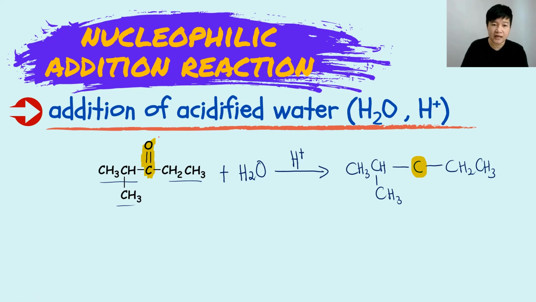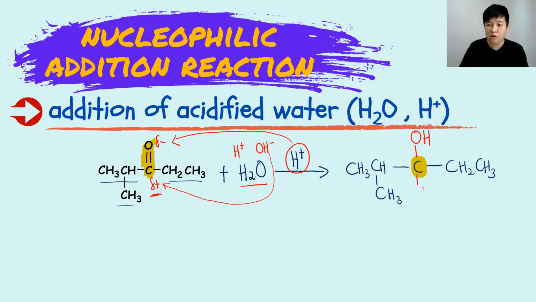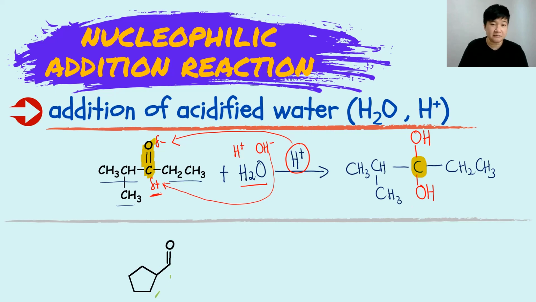So everybody knows that oxygen is partially negative, carbon is partially positive. Your H2O will become H+ and OH-. Everybody knows that the H+ will go to the O-, forming OH, while the C partially positive will be taking in the OH-. So you form your OH again. Simple, easy.